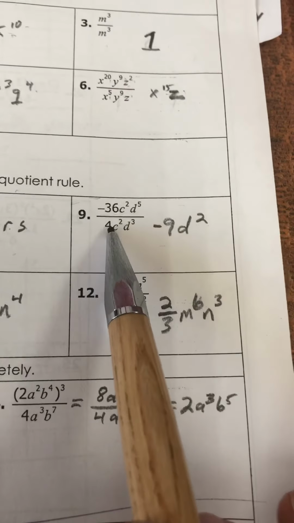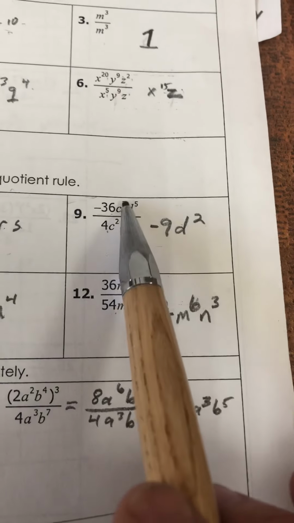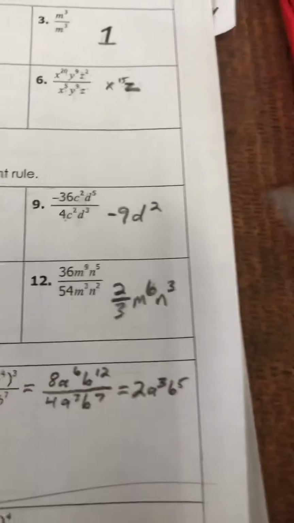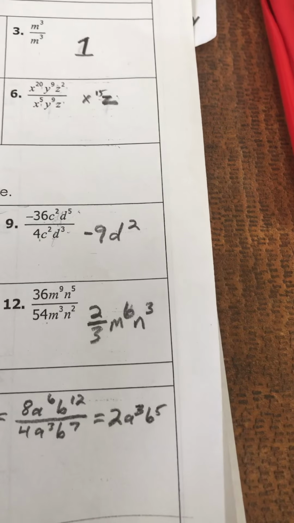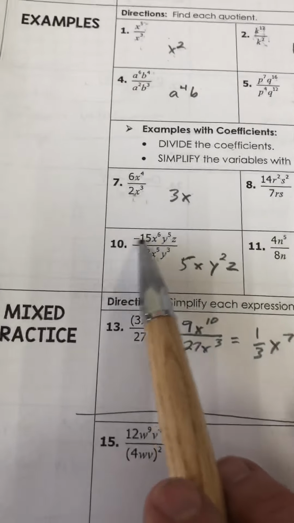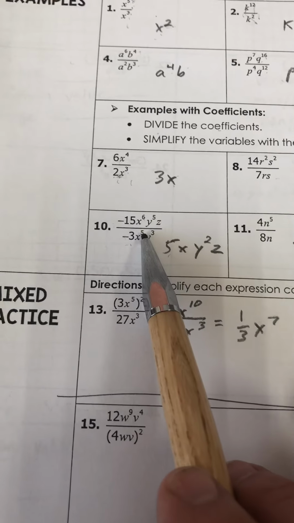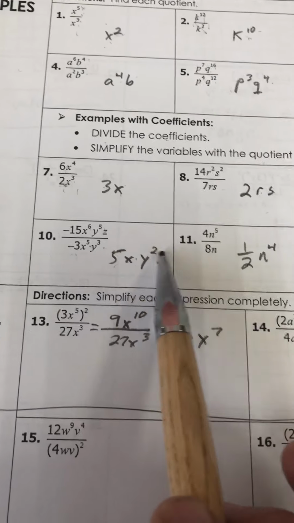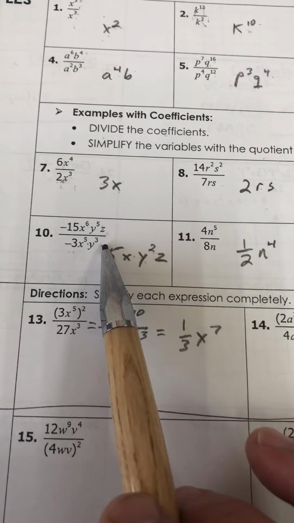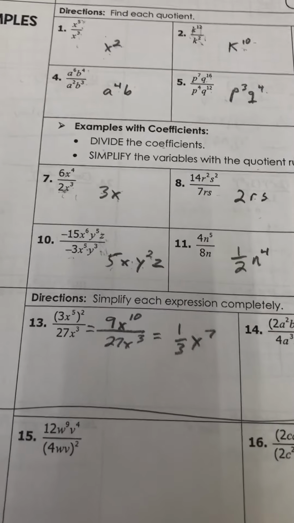Negative 36 divided by 4 gives you negative 9. c squared over c squared: 2 minus 2 is 0, so we don't have anything there. 5 minus 3 is 2d. Negative 15 divided by negative 3 is a positive 5. 6 minus 5 is 1, so I have 1x. 5 minus 3 is 2y, and z, and nothing underneath there, so z minus nothing is just going to be z.